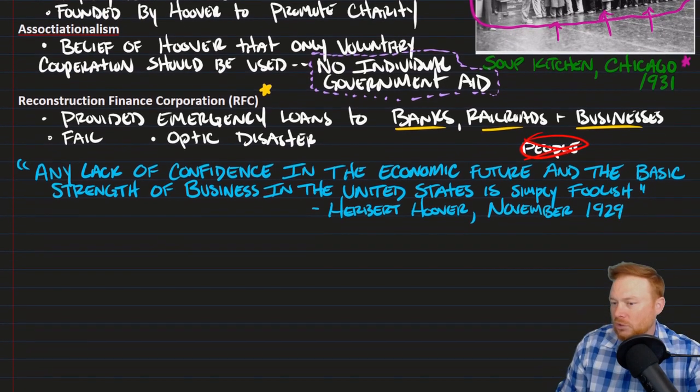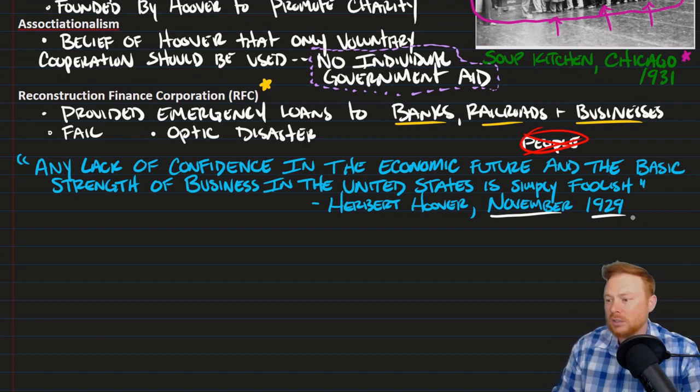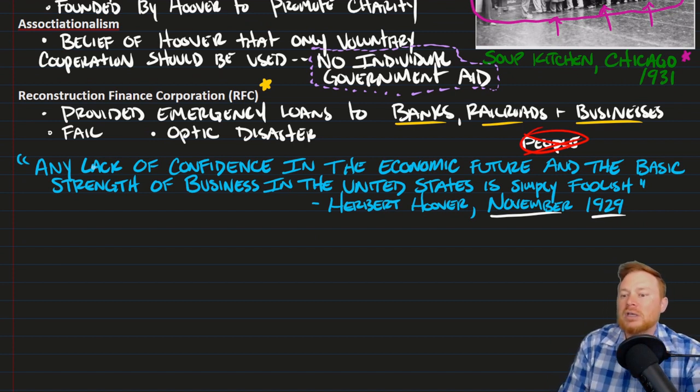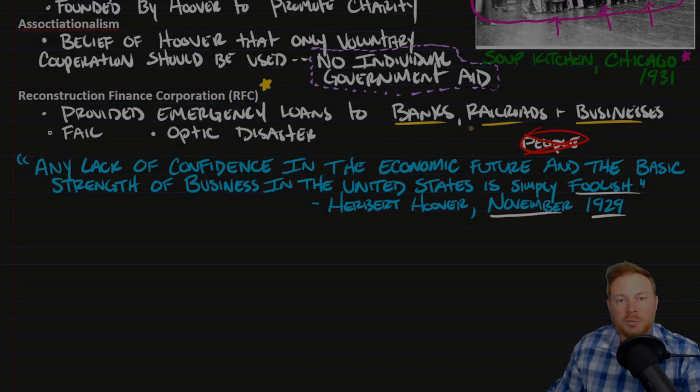We'll use this quote here just to further this point. Hoover said in November of 1929, so this is right after the crashing of the stock market, probably not even a couple of weeks, he says, quote, "Any lack of confidence in the economic future and the basic strength of business in the United States is simply foolish." Well, looking in hindsight, the only one that looks foolish is this quote from Hoover.